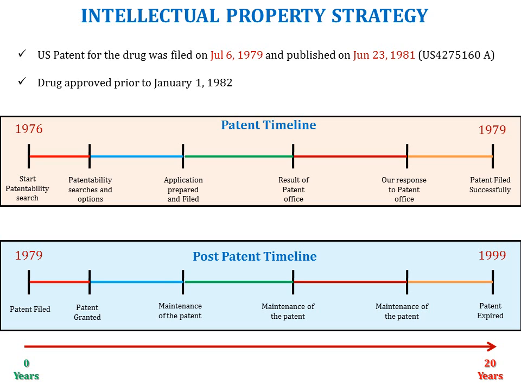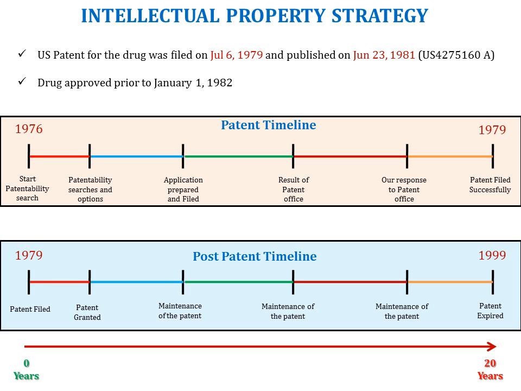and it was published on June 23rd of 1981. So this US 4275160A is the patent number which has been given to imipramine. The drug was approved by FDA prior to 1982. And these two diagrams here show the pipeline, that is the patent timeline of imipramine.